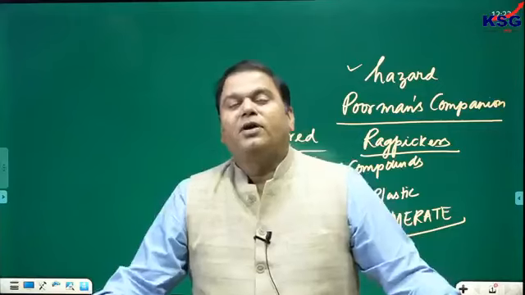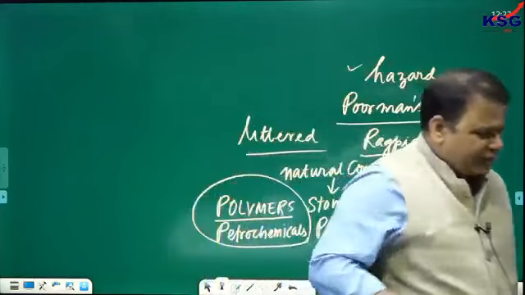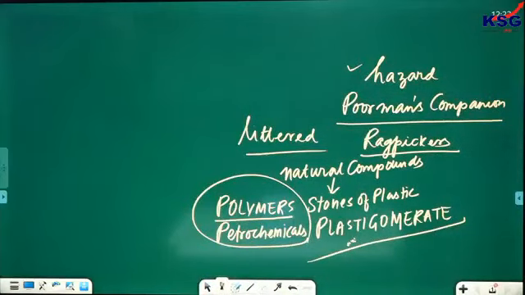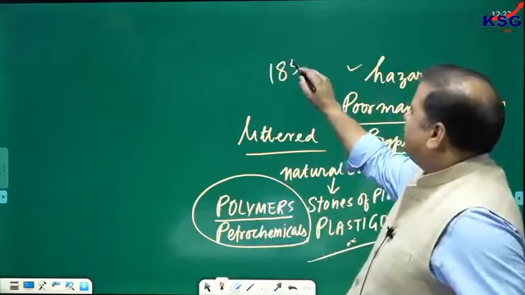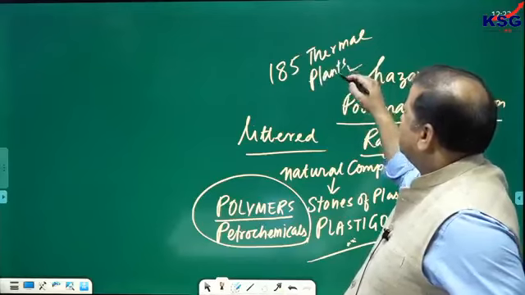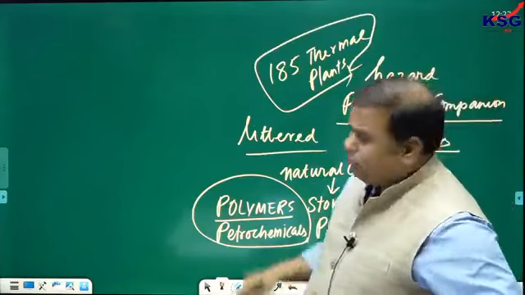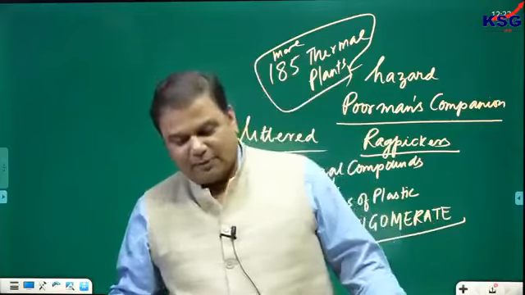Around every year, it contributes to greenhouse gas emission, which is equivalent to 185 thermal plants, more than 185. 185 is the data of 2015. This would now be more than 185 thermal plants.